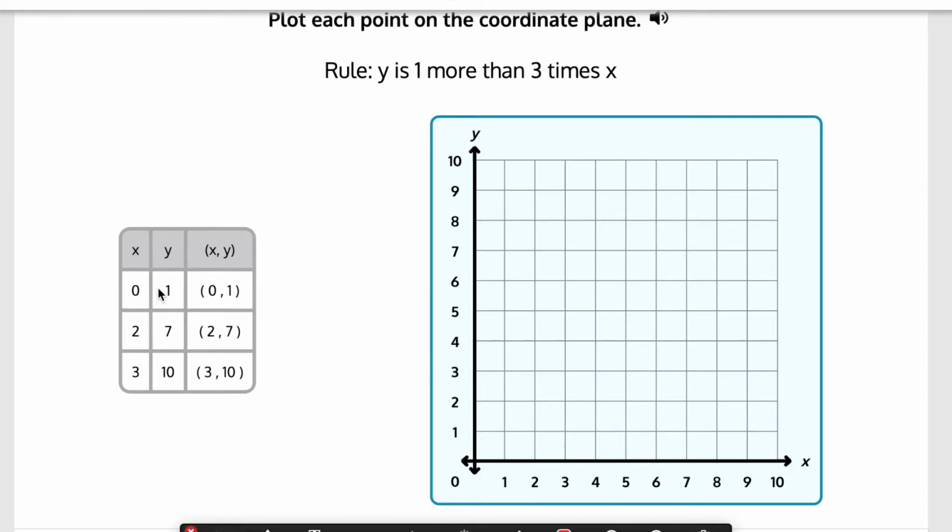So I know for the first point, the x-coordinate is 0 and the y-coordinate is 1. So I'm going to not move anywhere on the x-axis and then go up to 1 for the y-axis. For the second point, the x-coordinate is 2. I'm going to go over to 2 and then up to 7. And for the next point, the x-coordinate is 3 and the y-coordinate is 10. All right.